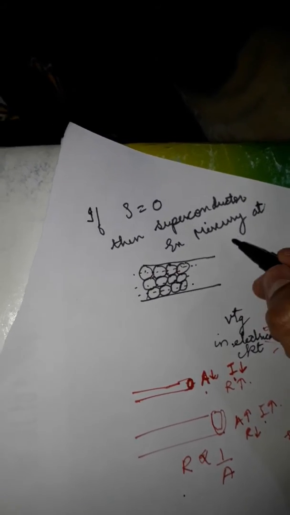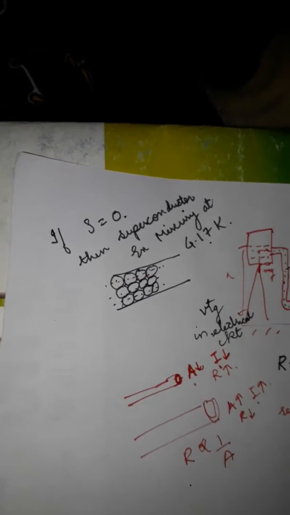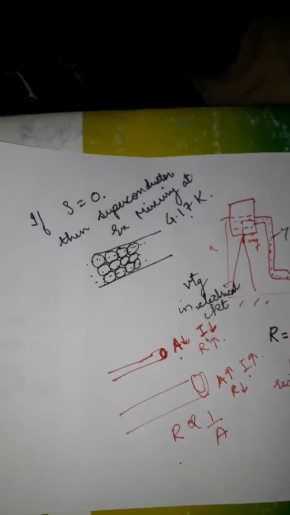at 4.17 Kelvin. This is the temperature. At this temperature, its resistivity is 0 and it acts as a superconductor, and an example is mercury. So this is what exactly resistance is. Now, there are two connections for resistance: series connection and parallel connection.